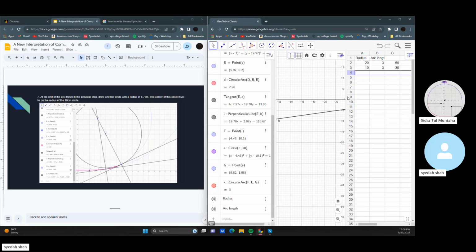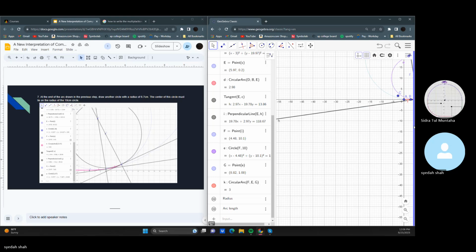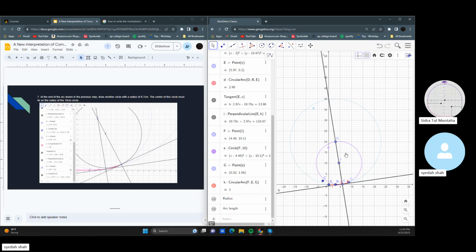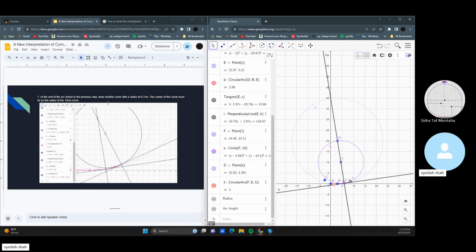What is your total arc length, and what is your radius this time? My radius is 6.7 centimeters, and my arc length, I don't know yet. It doesn't say because we're just drawing the circle.